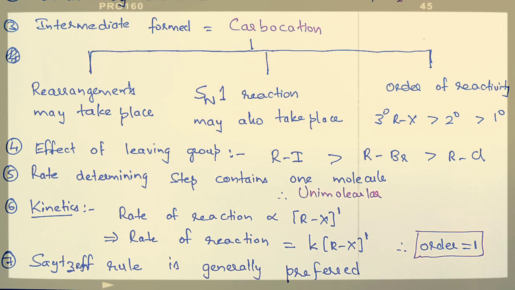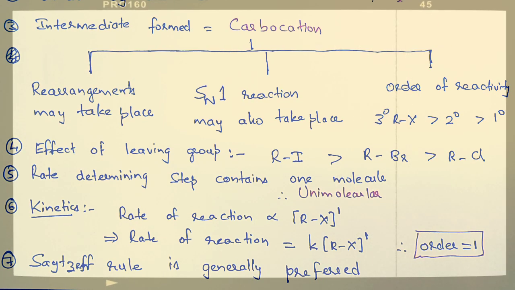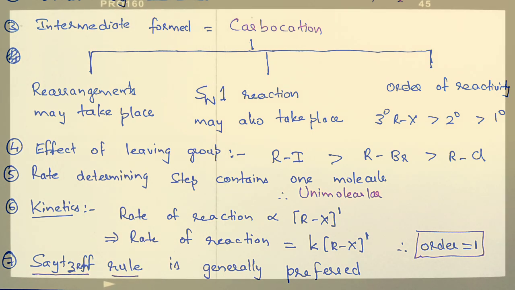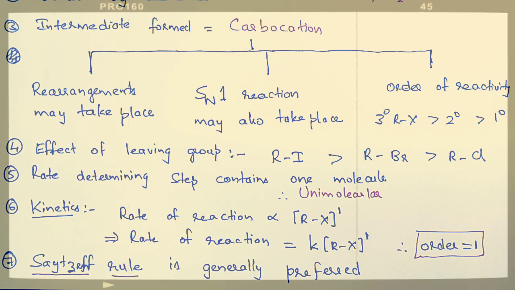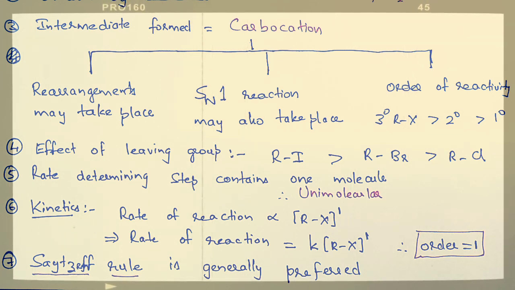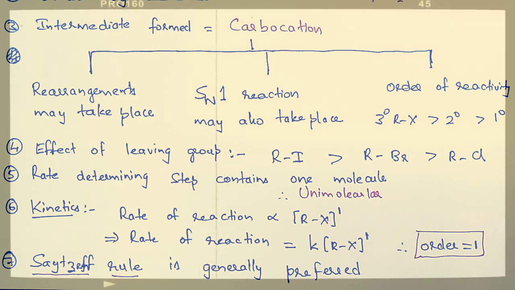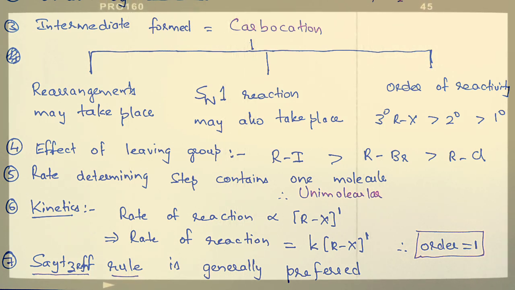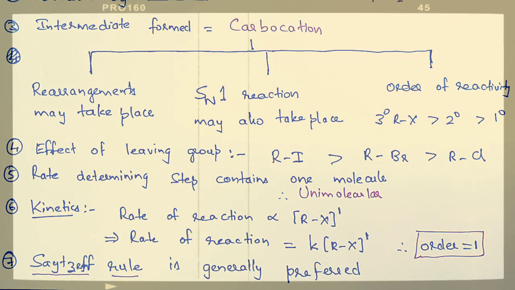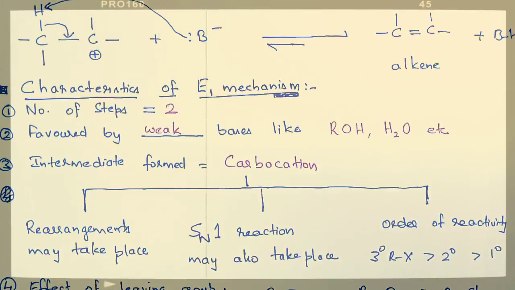Now Saytzeff's rule is generally preferred. That implies whenever there is a possibility of formation of more substituted alkene, it is formed as major product. That implies Saytzeff's rule is followed. So alkene with more substitution is formed as major product. It is the Saytzeff's rule.